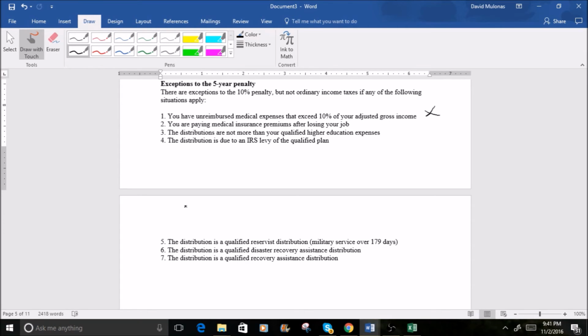You have insurance premiums after losing a job, and that can mean a lot of money to pay for insurance, especially if you're going on COBRA or getting it on your own or going through Obamacare or something like that. It can be expensive. We know healthcare never goes down in cost. Distributions for higher education. You have an IRS levy, and certainly if you're getting levied by the IRS, they're going to continue to tax you. You can see military service over 180 days, and then we can see these two related to disaster recovery. So again, we always say if you can avoid doing this, then you should, because it's your retirement.